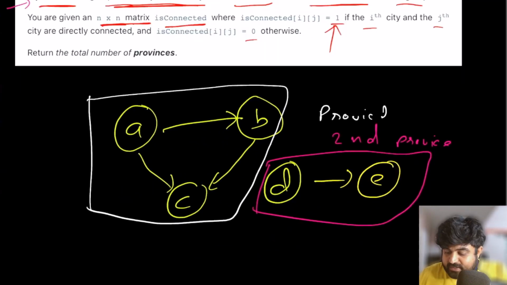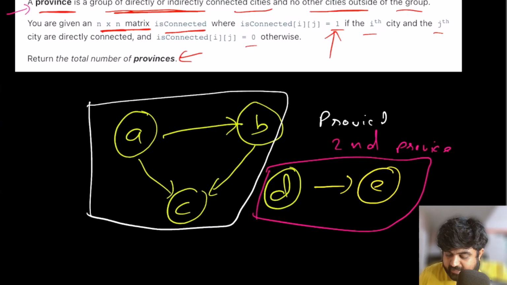Now based on this given input, we need to define the total number of provinces. This problem is very similar to one of the previous problems we solved, and that is the number of connected components. And how? Let me just quickly show it to you.